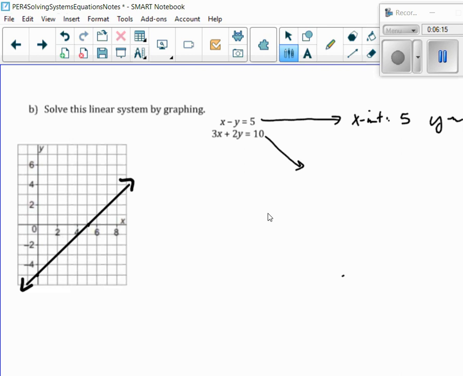Move the 3x over, so 2y equals minus 3x plus 10. Okay, then what? Divide by 2, I get y equals, what do I get there? -3 over 2x, and then what do I get for the 10 there? Plus 5. Just remember you're dividing each and every term by the 2, right? Okay, so that means I put a point on 5, and then I do what?